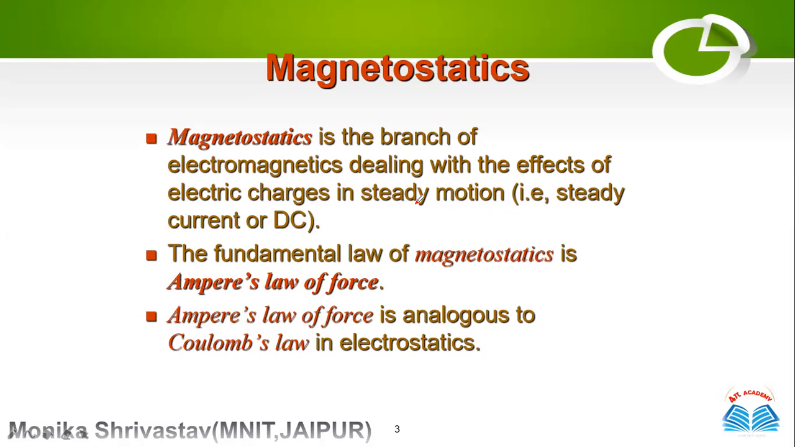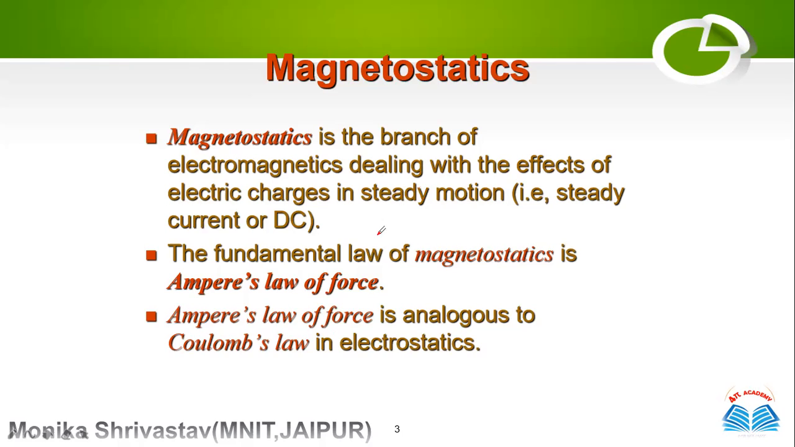It is the branch where we are dealing with steady motion, like steady current or direct current, DC. We have talked about electrostatics. In electrostatics, we were dealing with a point charge, and some electric waves were coming out from that charge, and some were going inside that charge. We were saying that those are electric field lines, and an electric field is generated around the charge. That charge was constant at any point.